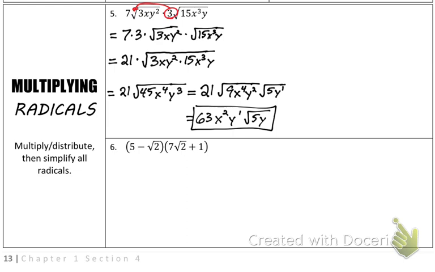All right, we should all be able to at least start this one. This is a binomial times a binomial. It uses all the rules we just did. So let's go ahead and do that. Remember, to do a binomial times a binomial, I use distributing. I distribute that 5 to that 7 times the square root of 2 to get me 35 square root of 2. I take that same 5 and multiply it by that 1 and I get a plus 5.